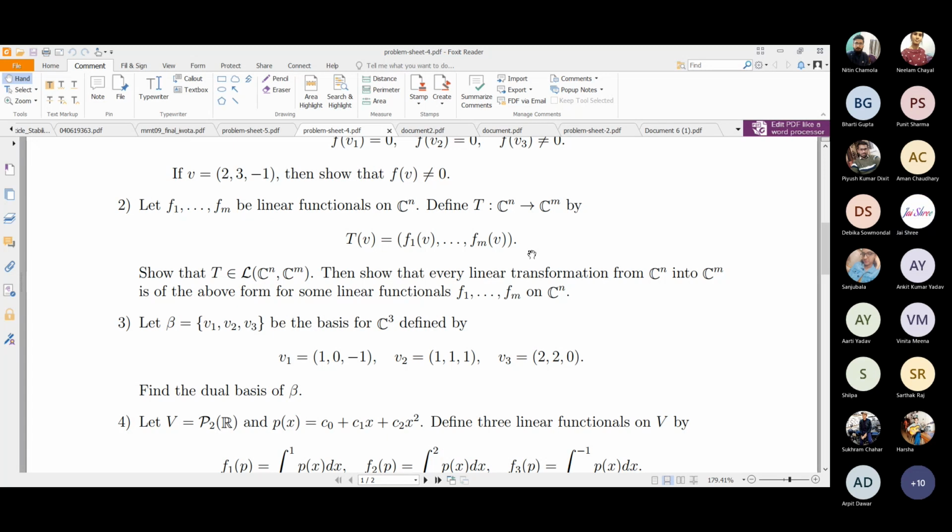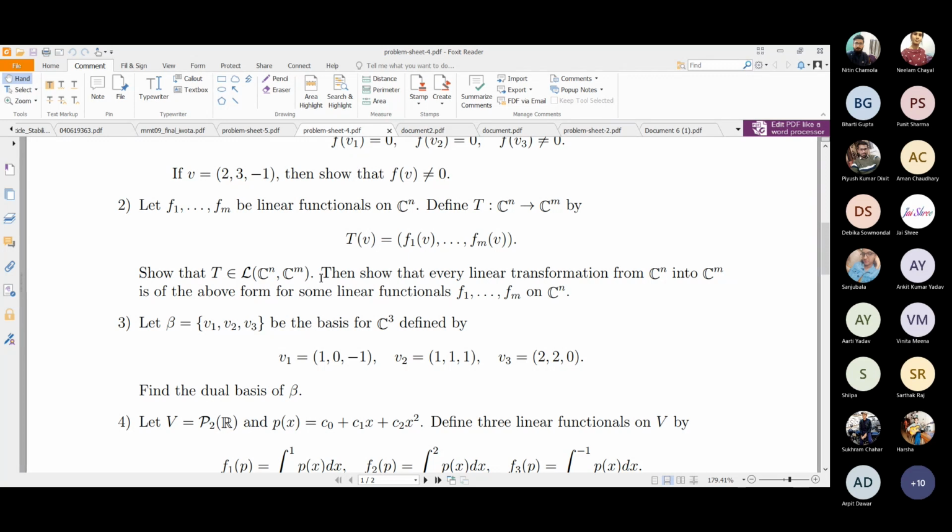So this is understood by everyone. How will you show that this T is a linear transformation? Okay. All right. Any question? Any doubt regarding the linearity of this T? No, sir. Okay. All right.